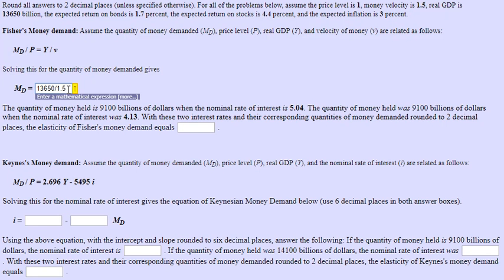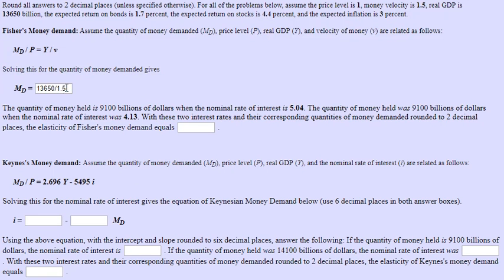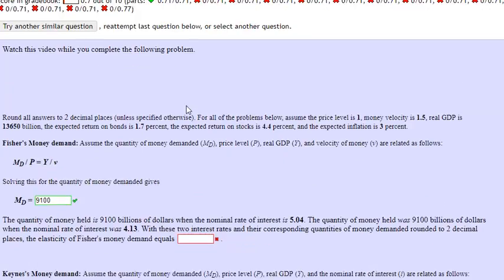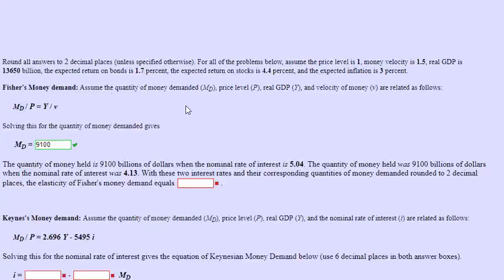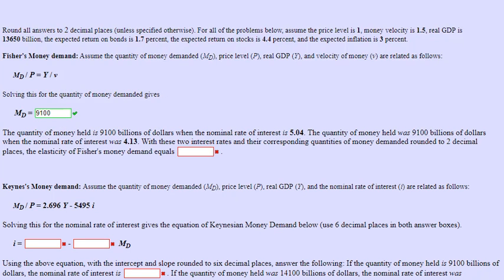Right? I'm going to copy that over to Excel to have Excel do the arithmetic for me. And I get 9,100. Okay? 9,100. And I'll hit enter to see if I got it right. And it looks like I did. Okay, now down here, what I'll do is I'll go ahead and graph it.